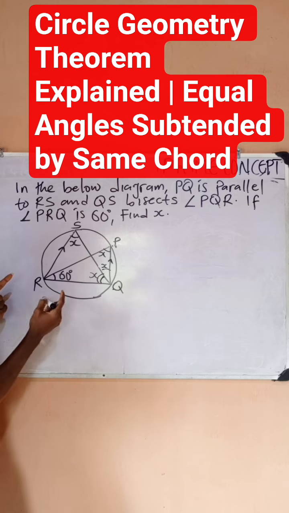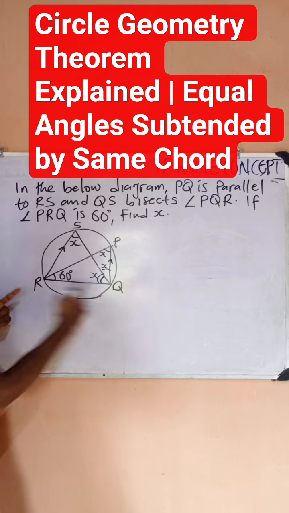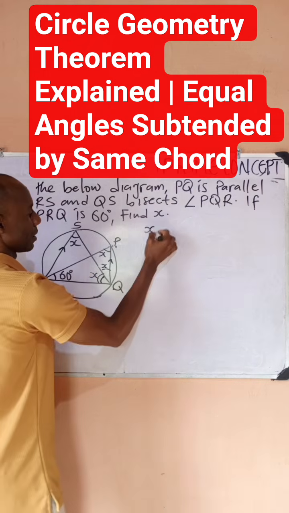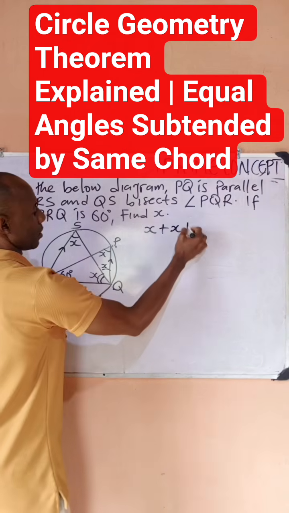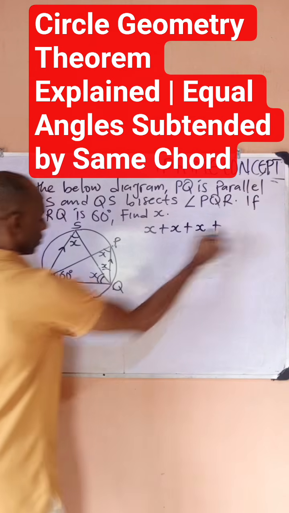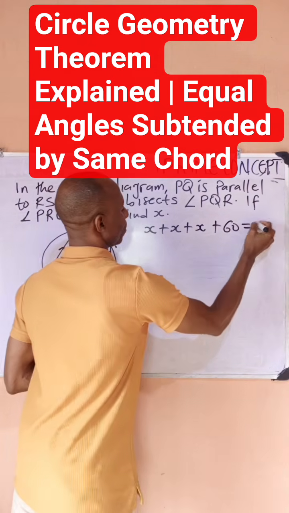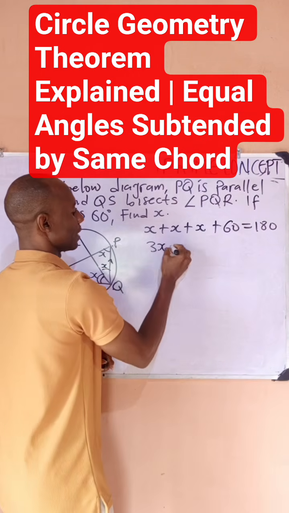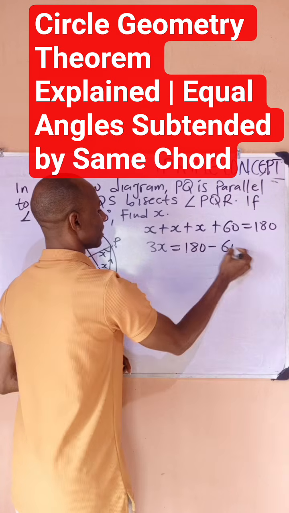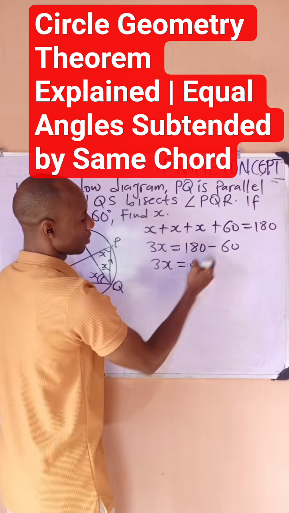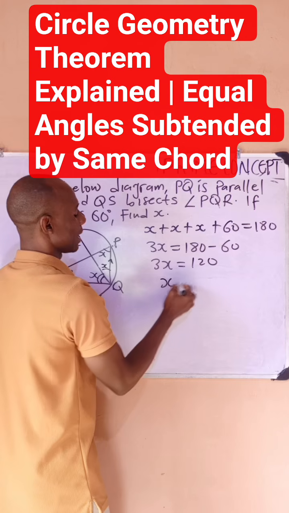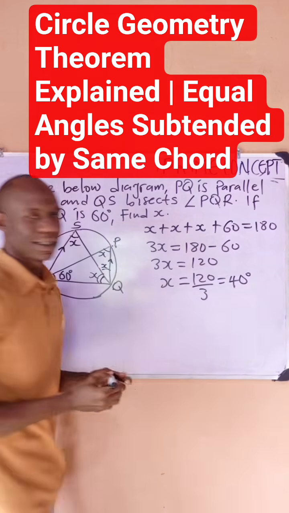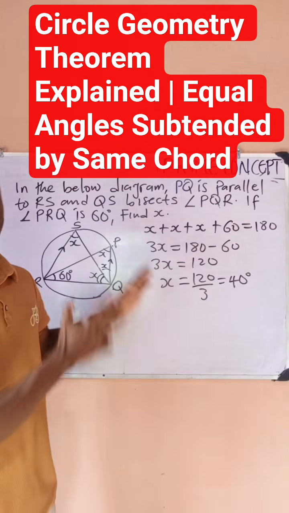So if you look, you would see that PQR is a triangle, and the total angle in this triangle is going to be X plus X plus X plus 60. This should be equal to 180 degrees, right? Yes, so that when I add, this becomes 3x equals 180 minus 60 degrees. 3x becomes 120, and then x becomes 120 divided by 3, which is 40 degrees, and this is the value for the variable x.